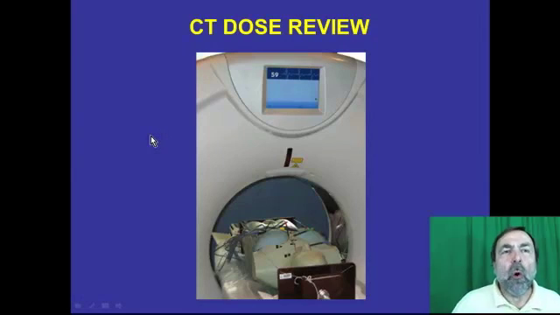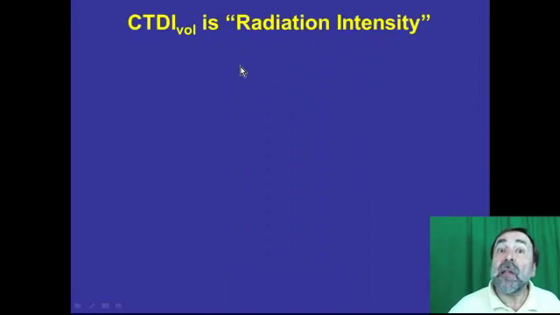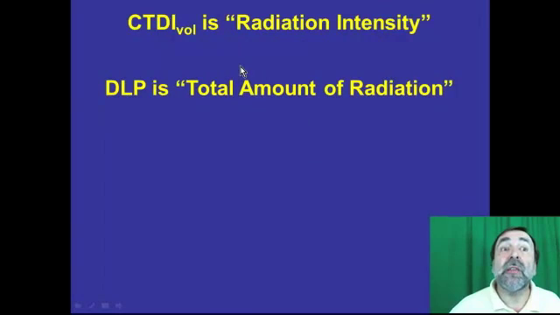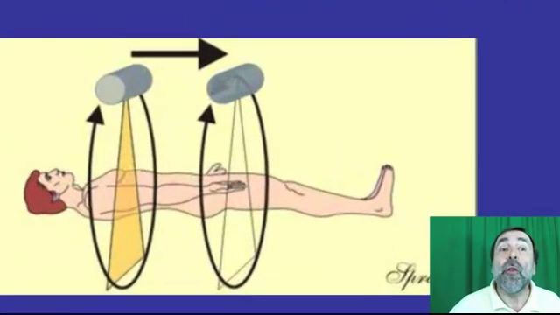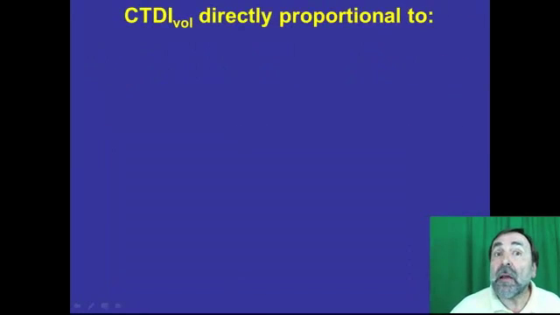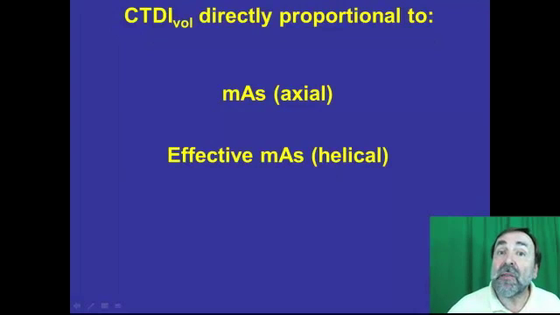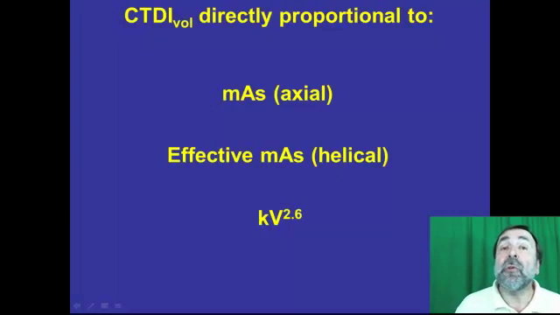So let us review what we have covered in part 1. We have covered the issue of CT dose. CTDI vol is the radiation intensity, and DLP is the total amount of radiation that is used to perform a CT scan. They are not the patient dose. CTDI vol is directly proportional to the mAs in an axial CT scan, the effective mAs in a helical CT scan, and proportional to kV to the power 2.6. So it is more than kV squared, but not quite as much as kV cubed.